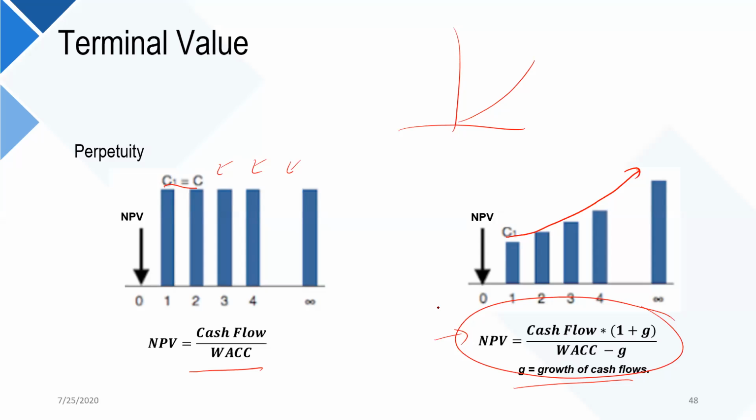So for them to analyze cash flow, it will be really hard because they will have a lot of cash flow periods to analyze. So what they do is a perpetuity analysis.